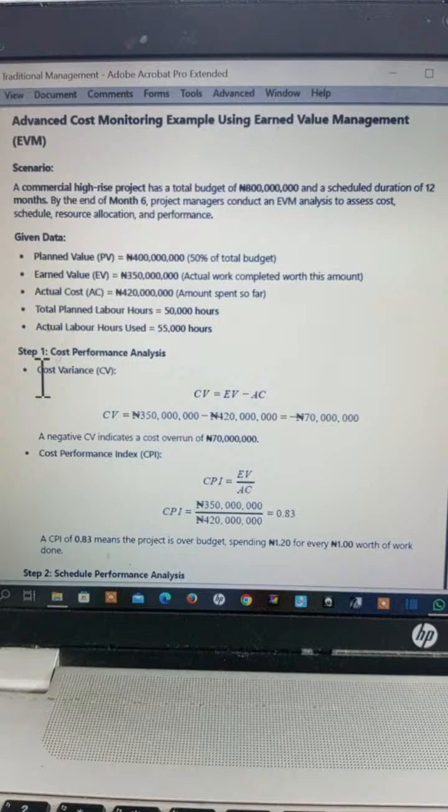for every 1 naira worth of work, the project has spent 1 naira 20 kobo. You see, and it is not good. By the time you check the total thing, you see that those small bits of work, it skyrockets. So it is not on the good side.